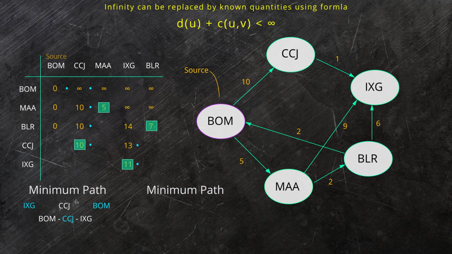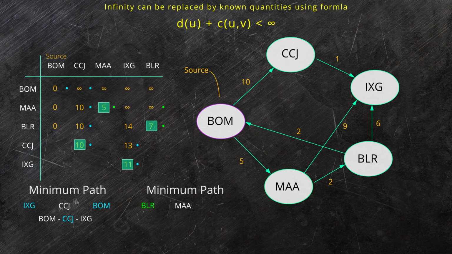Look at here, BLR. You have to write BLR first. And where will you place the pointer? You place the pointer one step ahead in reverse. The pointer comes here. Is there a change? Yes, it has changed from infinity to 7. So you have to choose the minimum value of that. So that will be MAA.